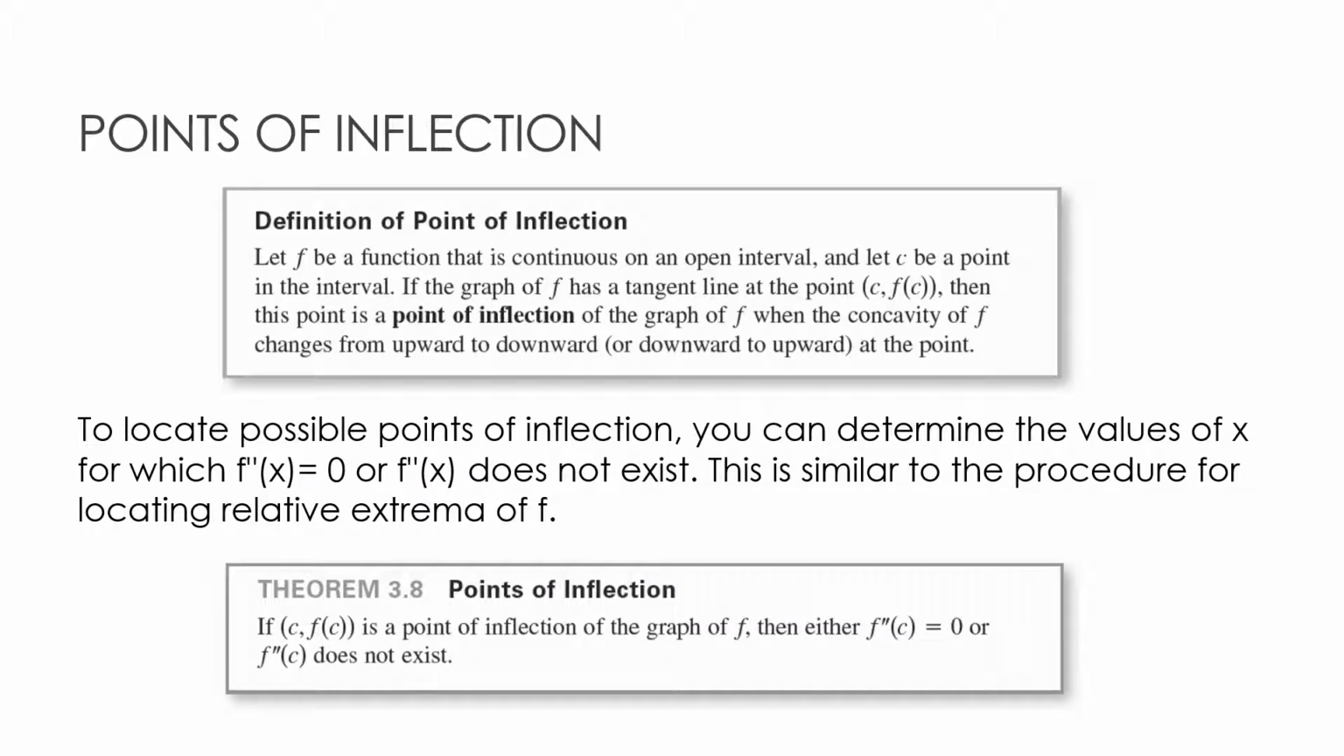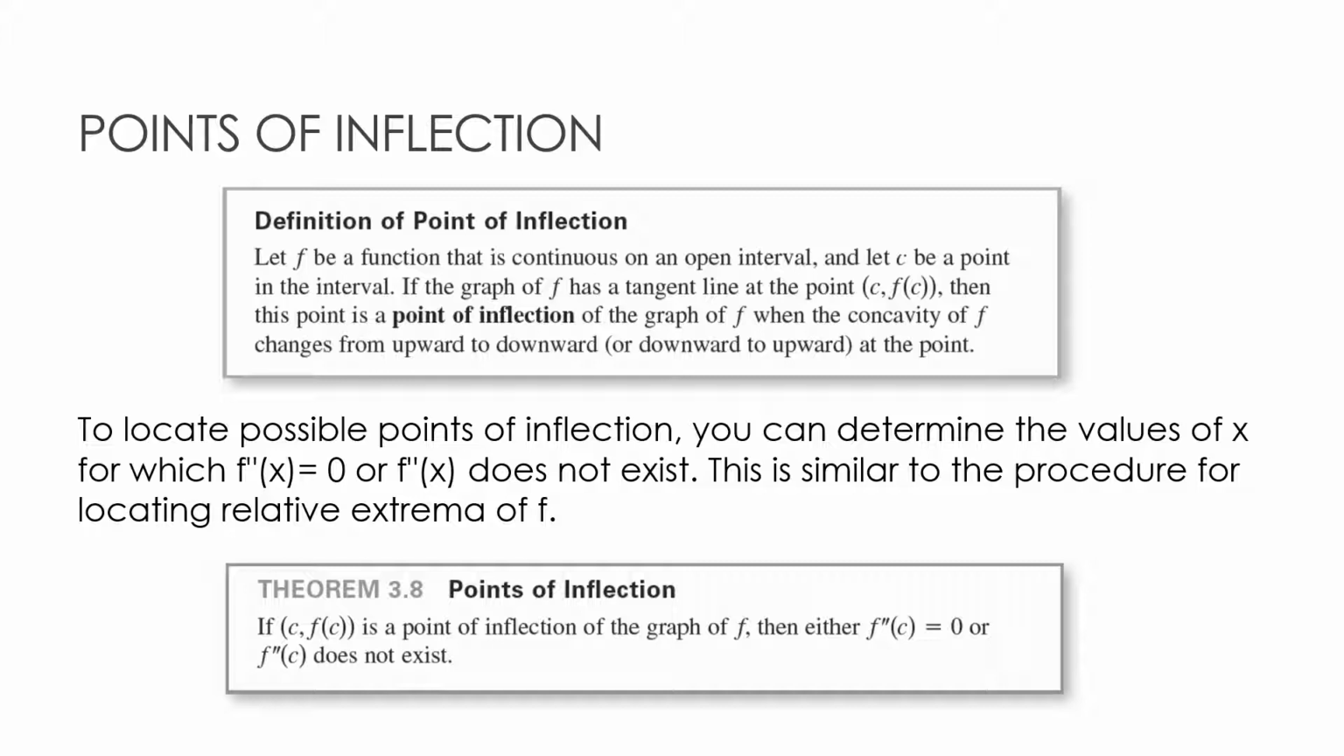I'm not going to spend a ton of time on this video because I feel like in the last video we really talked about this a lot. But again, the definition is essentially where concavity changes from up to down or down to up. So how do we determine where that is?